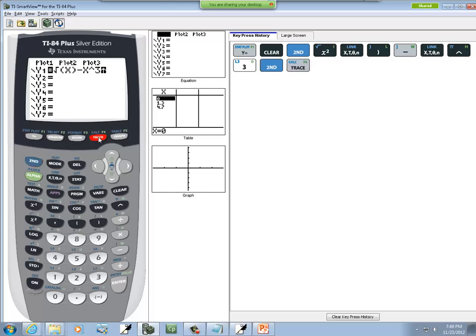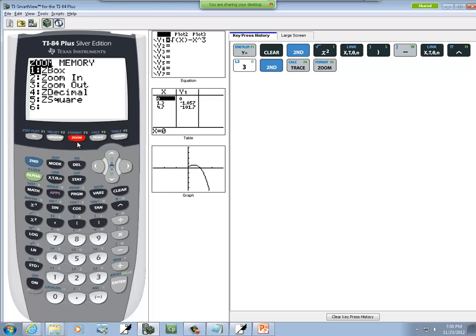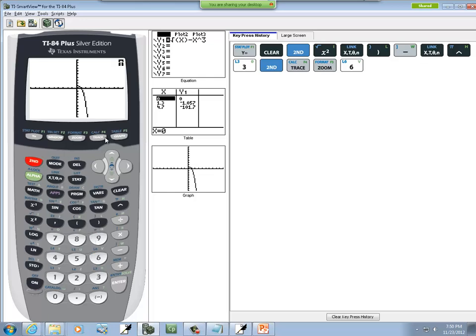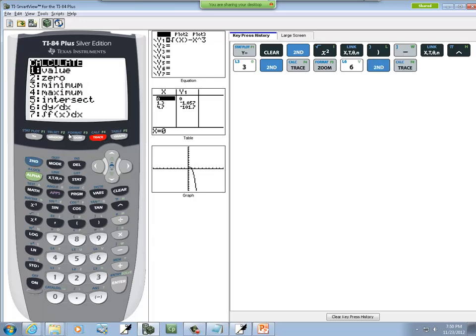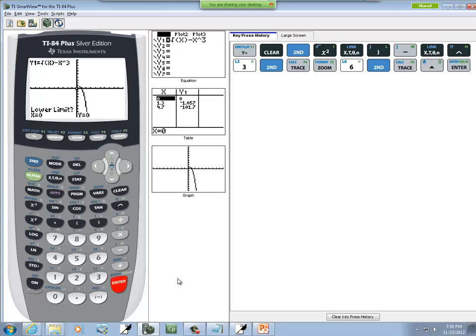Do a second trace. Actually, I may have to do a zoom first. Let me press zoom and choose 6. That sets a standard viewing back. Okay, now I'll do a second trace. I want to choose my integral one. On my calculator, it's number 7. Lower limit goes from 0 to 1. So 0 inner, then upper limit 1.